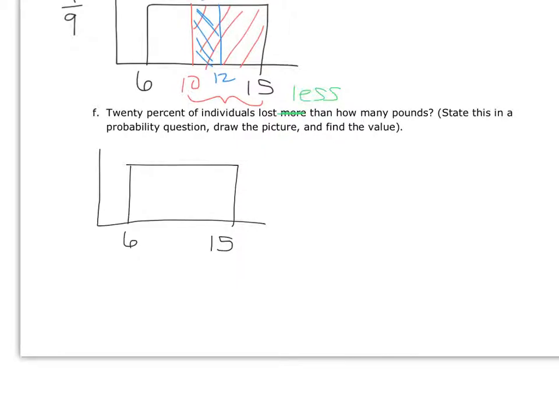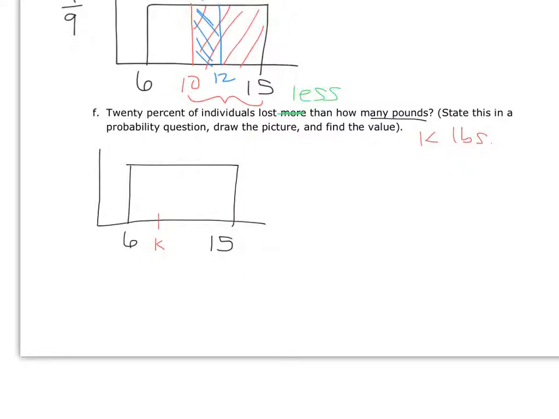And now let's try to visualize what's being asked here. 20% of individuals lost less than how many pounds? That number is a number that we don't know, so let's call it K pounds. It's going to be somewhere between 6 and 15, so let's put it right here.